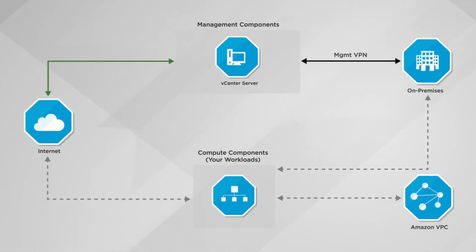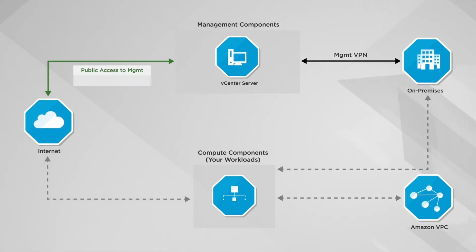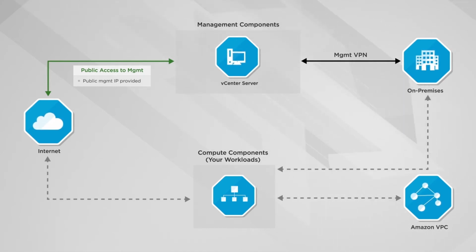The next connection is optional and is only needed if you need access to your vCenter server directly from the internet. A public IP for your management components is automatically provided during the provisioning process. However, all access to this IP is restricted. To provide internet access, you would need to configure firewall rules in the VMware Cloud on AWS console to allow the direct type of public internet access.